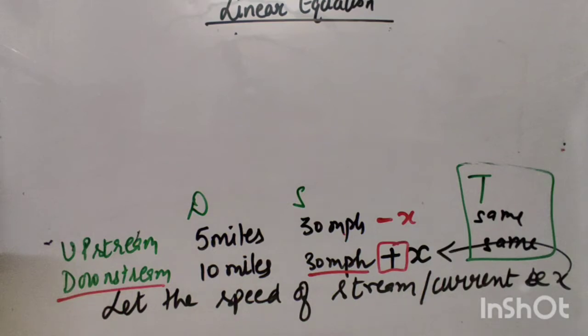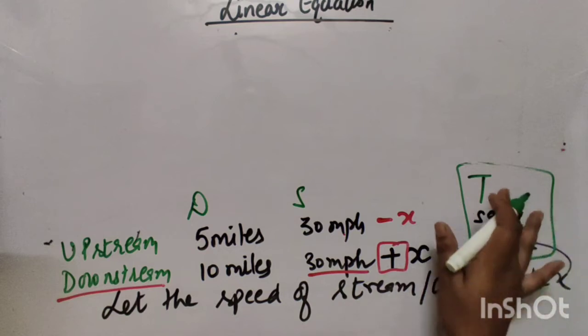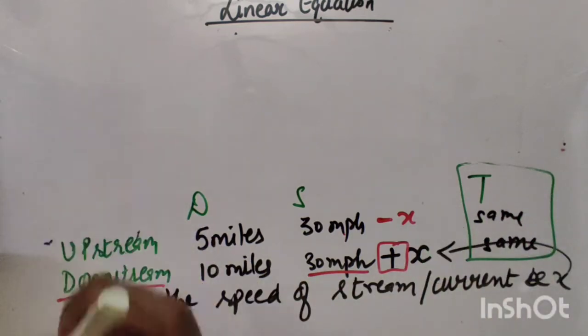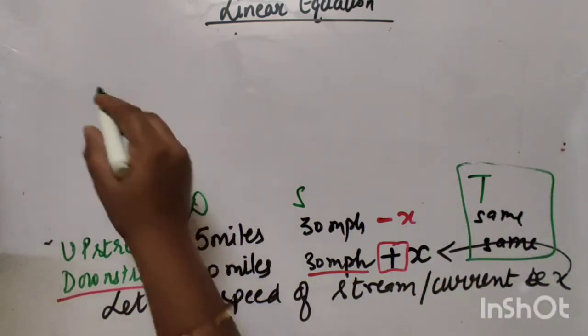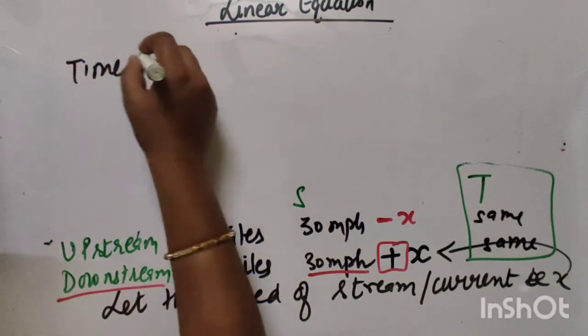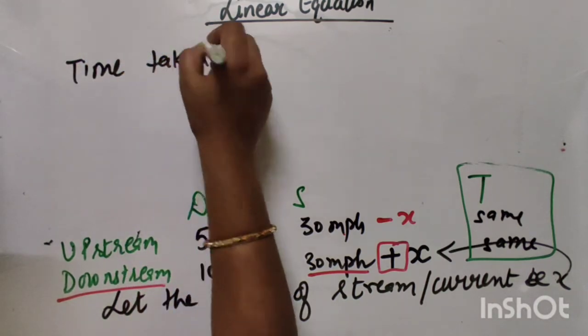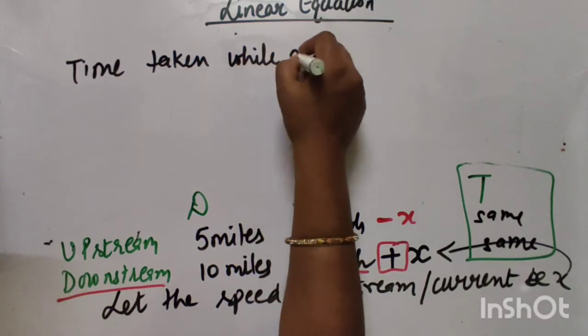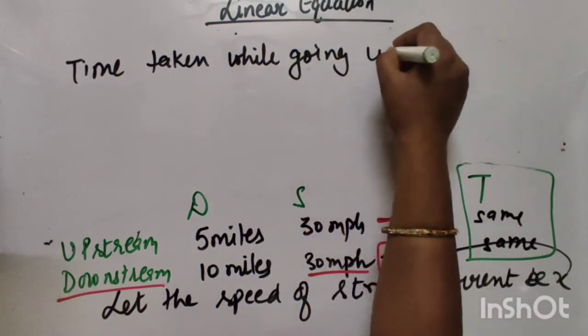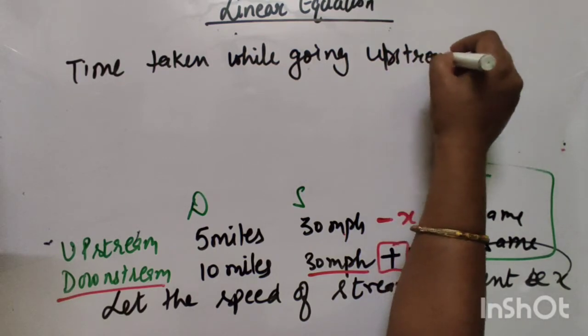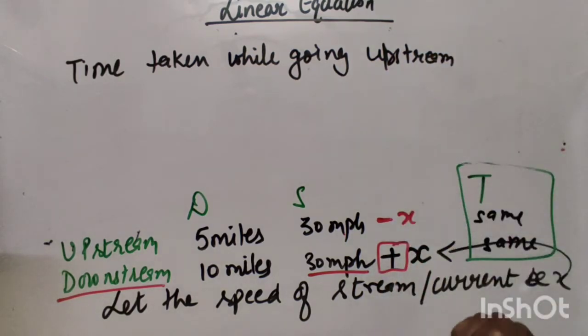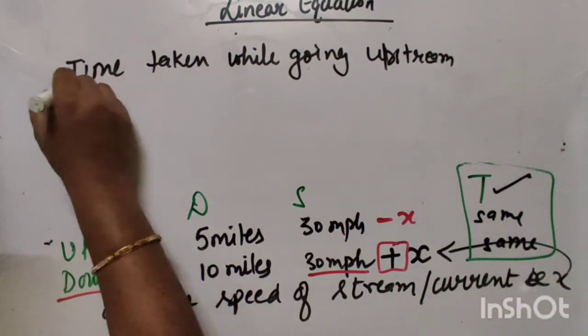So now, as per the summary, we have already assumed that the speed of the stream would be x. Accordingly, I am going to define all the given quantities in terms of time. So what we are going to write here is the time taken while going upstream, right? Because we are going to form our equation on the basis of time.